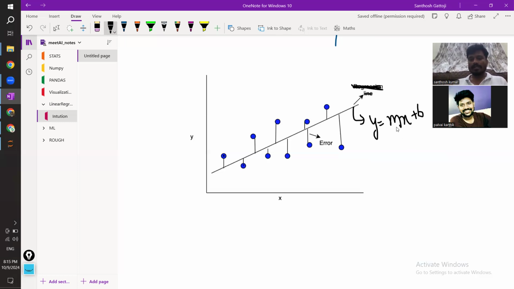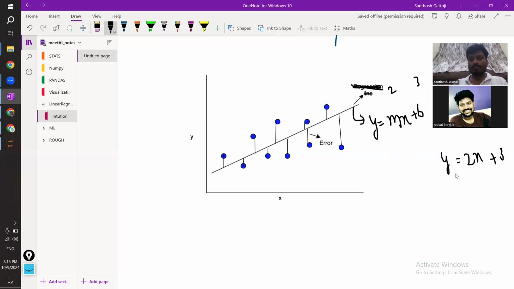Let's say this line equation is m equal to 2 and b equal to 3. So my equation of the line has now become y equal to 2x plus 3. Now, whoever gives me the value of x, I am going to give him the value of y. Got it? Simple.